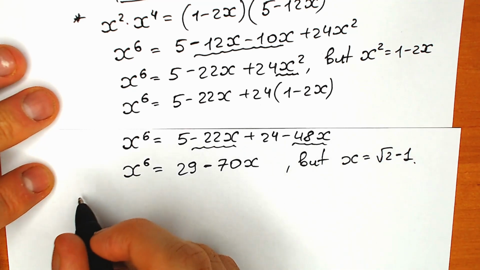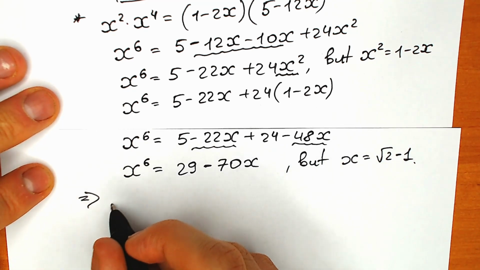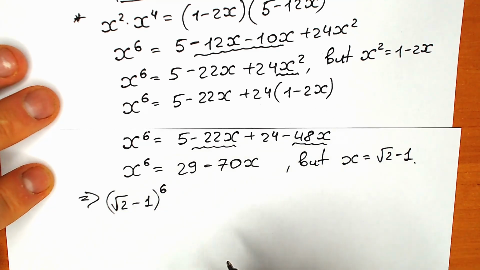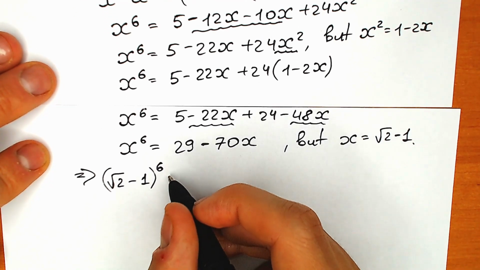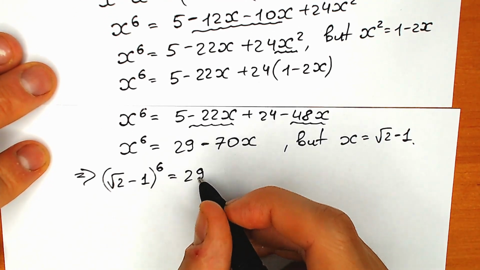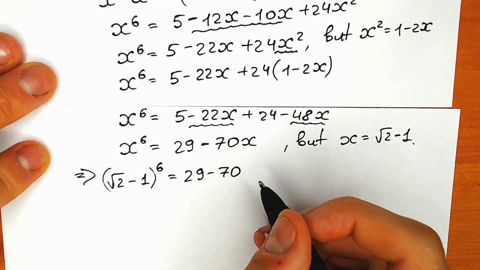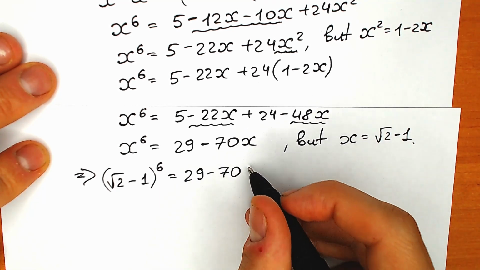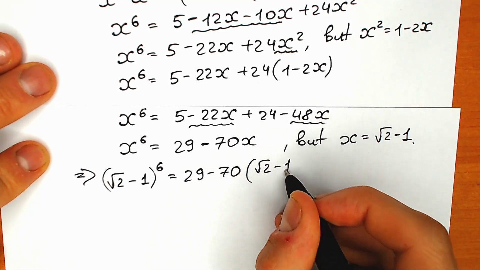This is our substitution from the beginning. So as a result, we have (√2 − 1)^6, the expression that we need to find from the beginning, equal to 29 − 70x, but instead of x, let's plug in this √2 − 1. So √2 − 1.